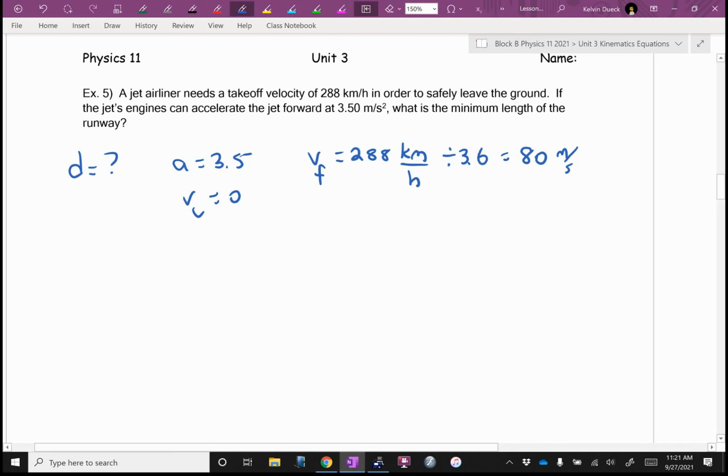VF squared equals VI squared plus 2AD. Y'all see it? Can you get the d by itself? I'll give you a hint. D equals. So first of all, what's going to drop down like a domino? Good. Keep going. Yep. Don't memorize it. Derive it.